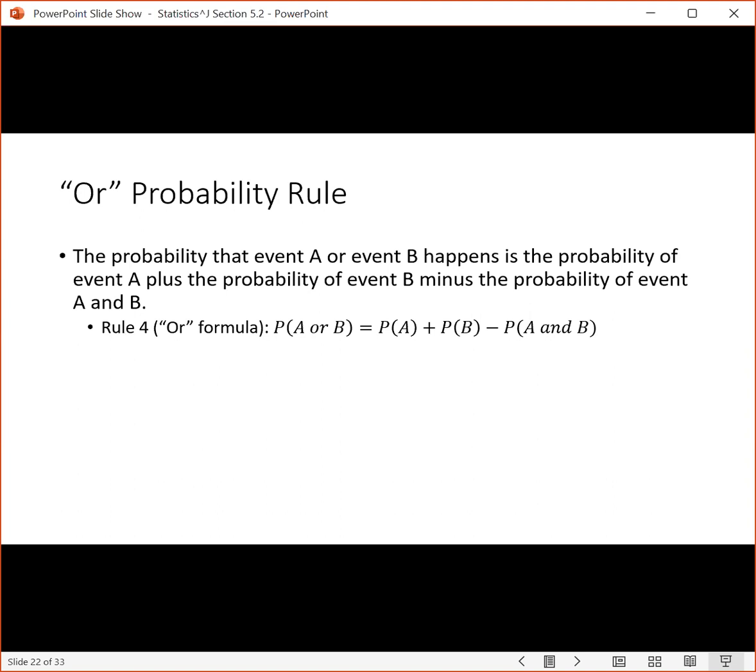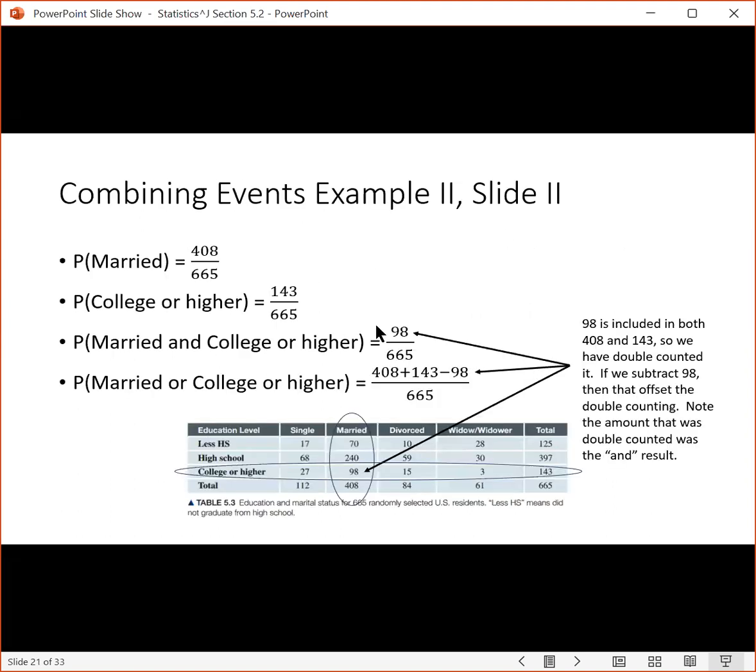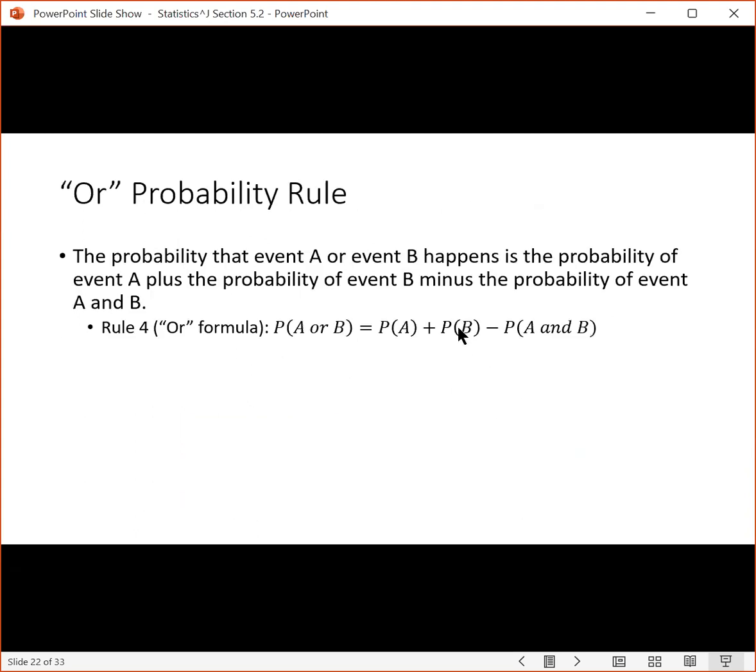So one of the observations that you can make from the previous page is you can see how when we did the or, we went through and we ended up taking the and results. The and result is 98 over 665, and we ended up subtracting the and result. So this is the probability of event A that they're married. This is the probability of event B that they're college or higher, right? So we got this, and then we subtracted off the and. And so what this is doing is writing that up as an actual official formula.